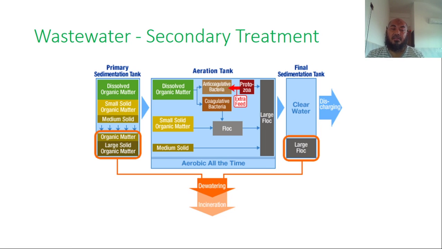The viscosity is high, and it's a little bit sticky. So this is what we call settling type 2. It will become flock. Small flock, then a medium solid, and then large flock. Then we go to the next tank, which we call the sedimentation tank, the final sedimentation tank, which gives clear water, and the large flock becomes sludge.